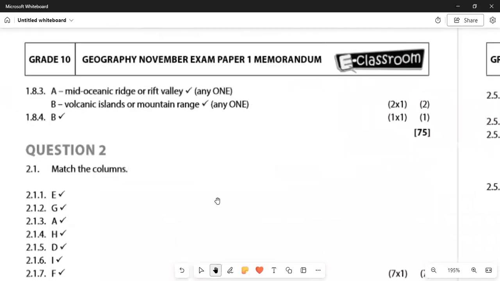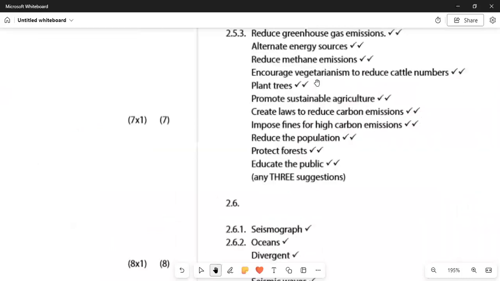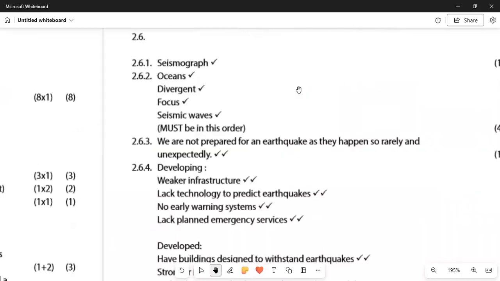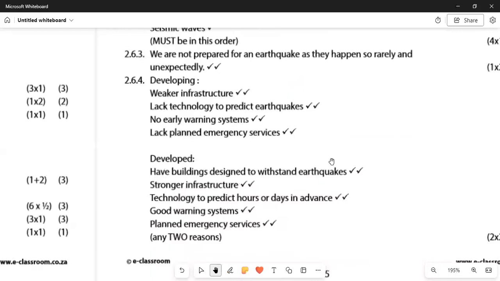2.6.3. And then if we are moving on again, we can see that these are the answers we can talk about. We are saying that we are not prepared for an earthquake as they happen really unexpectedly. Why is there more damage in developing countries? Because of weaker infrastructure, lack of technology to predict earthquakes, no early warning system, and lack of emergency plans. And then in developed cities, why is the case different?